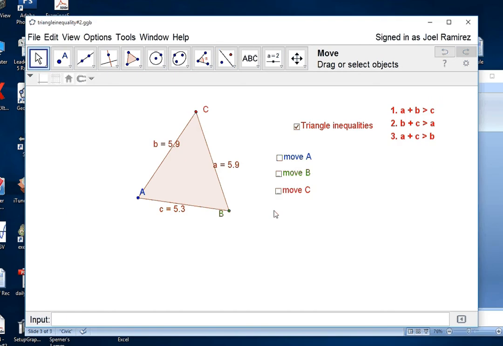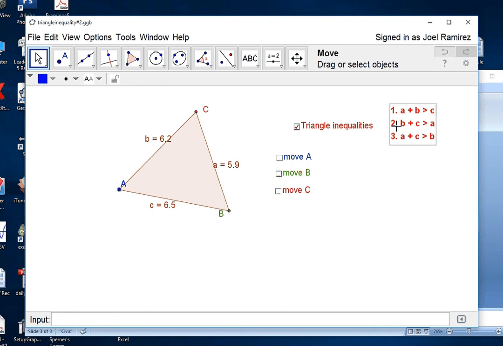We can easily see that using GeoGebra. Triangle ABC is shown here. In this case, side A measures 5.9, side B measures 5.9, and side C measures 5.3. But if I click on a vertex, I can easily drag the vertex around. All that does is change the lengths of two sides. If I drag vertex A around, side B and C change length, but side A stays the same.